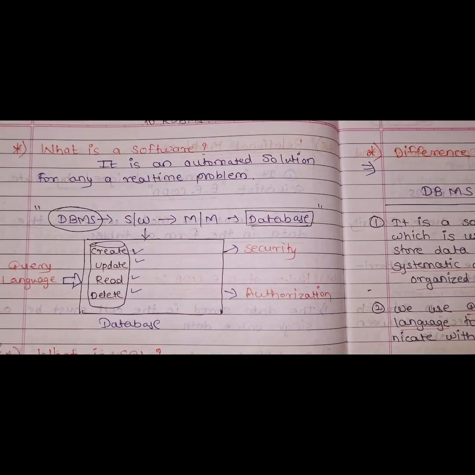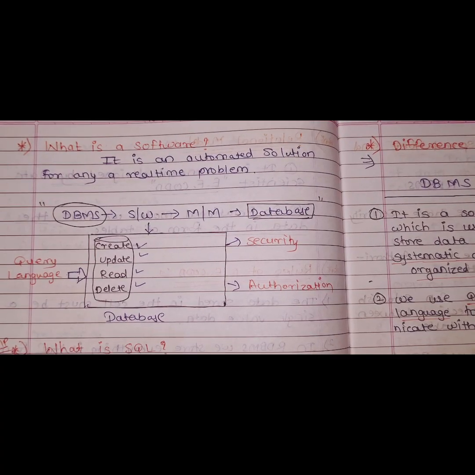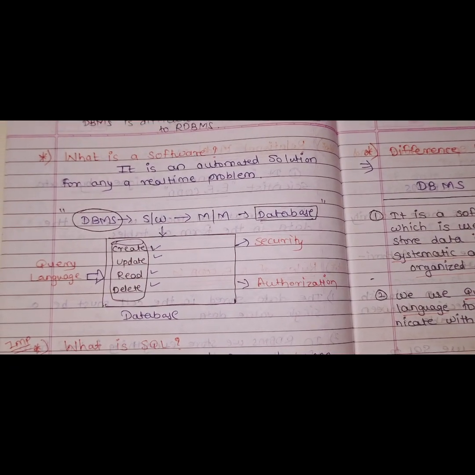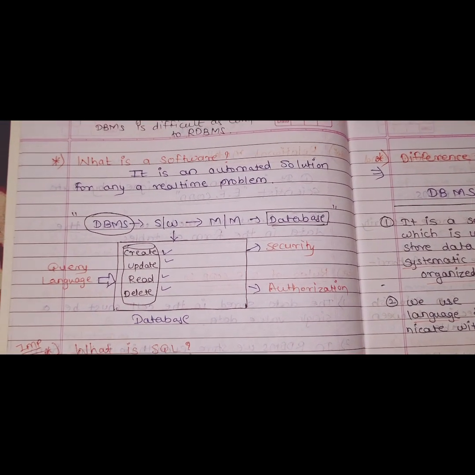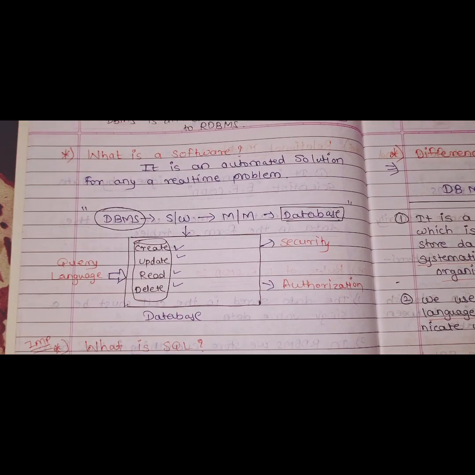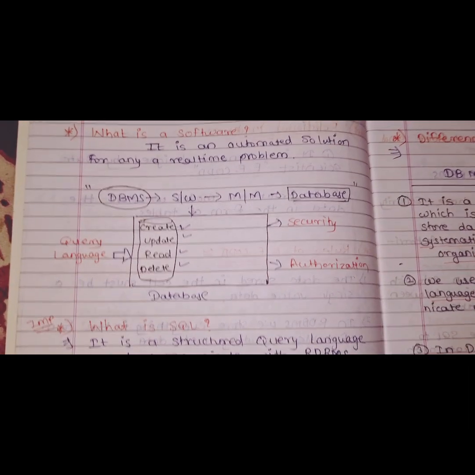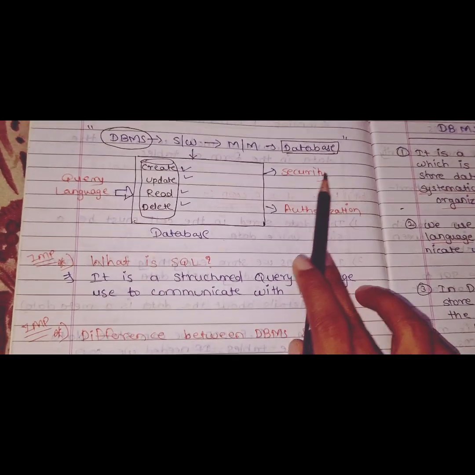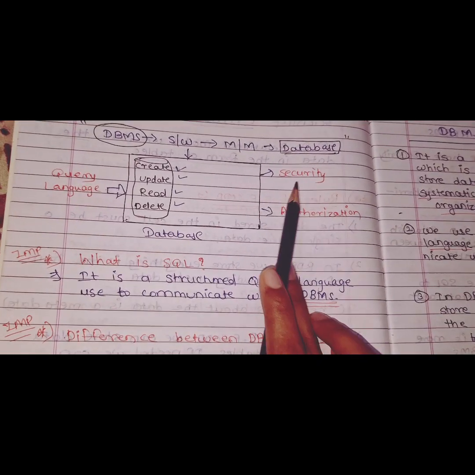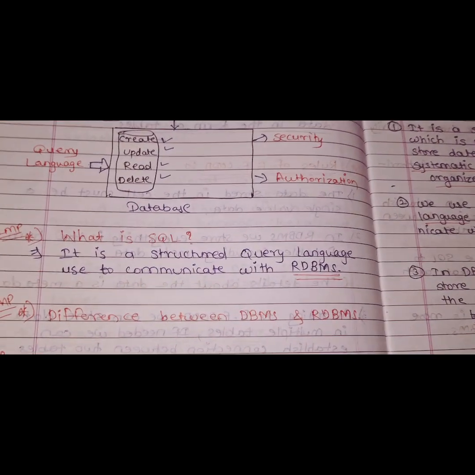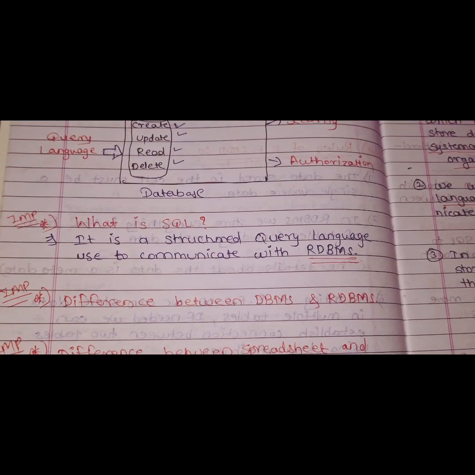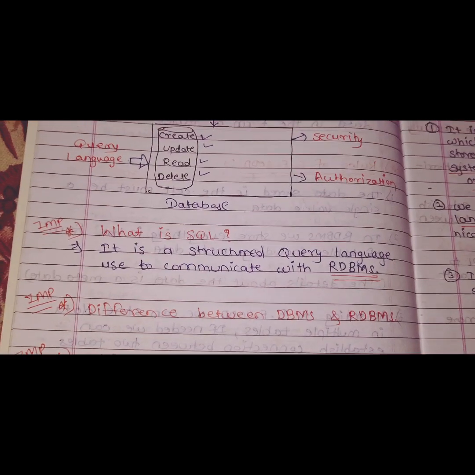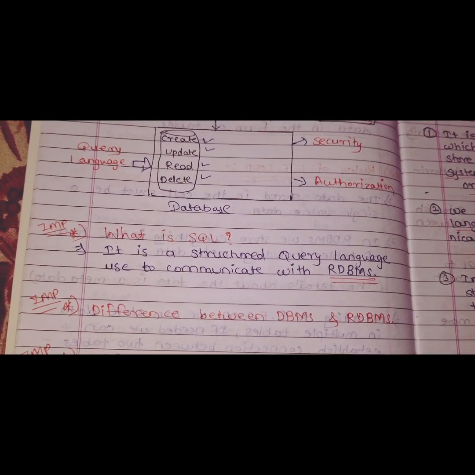Now let's understand what a software is. Software is an automated solution for any real-time problem. Let's suppose I want to make software for dealing with my real-world problems, then we use a software. DBMS is nothing but a software where we can perform create, update, read, delete operations. And for this database we have security as well as authorization. So what is SQL? SQL is nothing but a structured query language used to communicate with the database. If I want to communicate with the DBMS, then we use a query language, that is the structured query language.